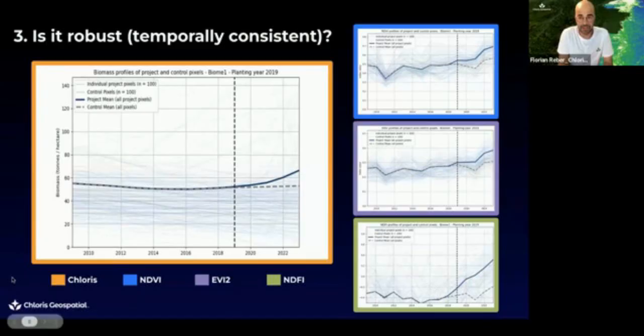And you see at first sight how much more stable the trend lines are on the Chloris data. That robustness is key to also understanding the baselines and doing dynamic baselining, and specifically on the VM47. So that temporal consistency and robustness of the data, of course, adds value also for the due diligence.